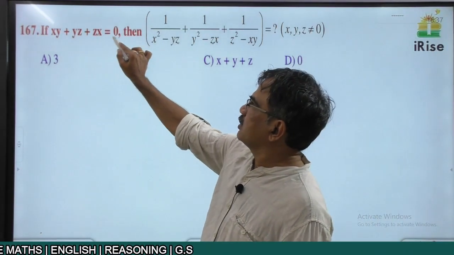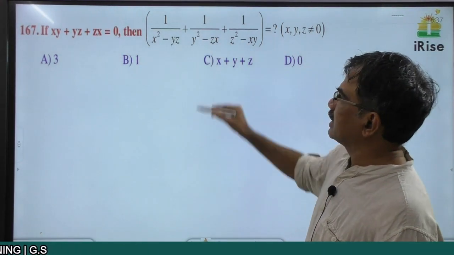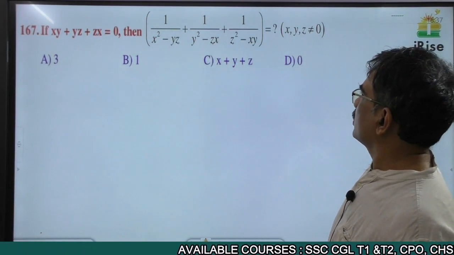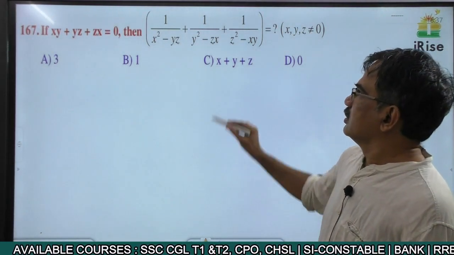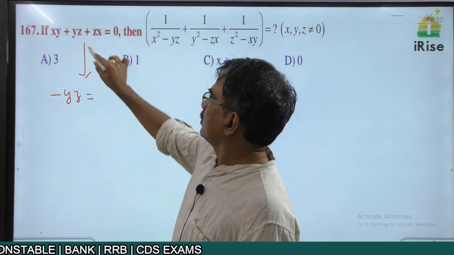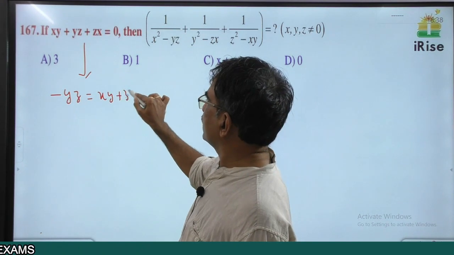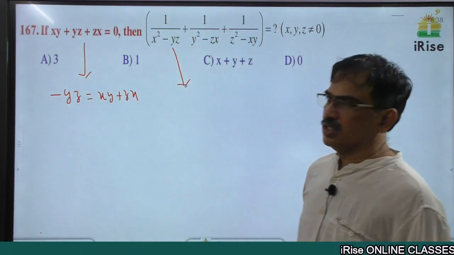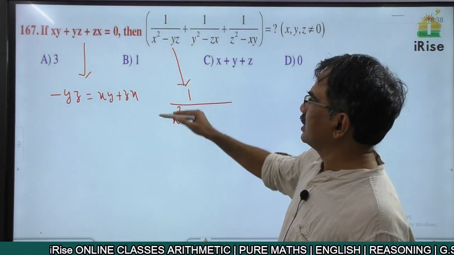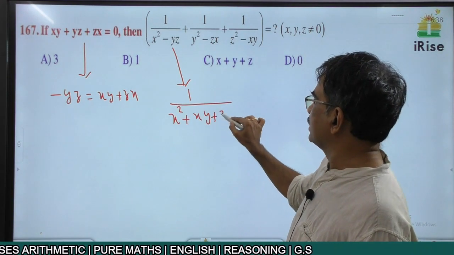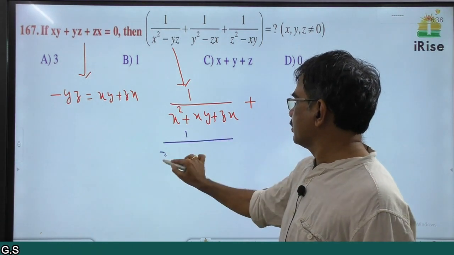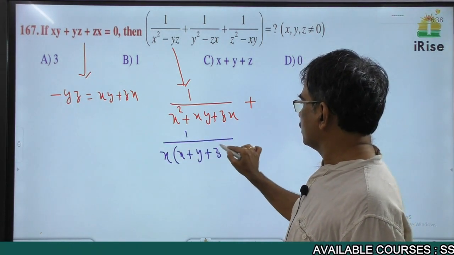If xy plus yz plus zx is 0, then what is the value of this one? 1 by x square minus yz plus 1 by y square minus zx plus 1 by z square minus xy. See here, what is minus yz? Minus yz is nothing but xy plus zx. Then I want to substitute here. So what is the first part? 1 by x square minus yz is nothing but xy plus zx. This can be written as, by taking x common, x plus y plus z. This is the first part.